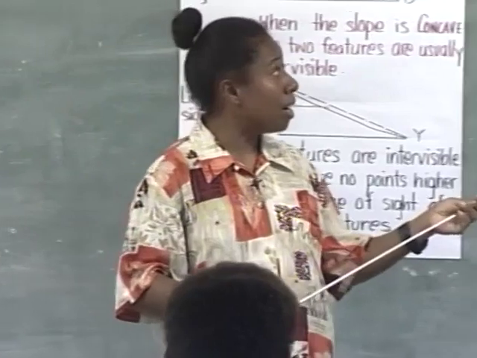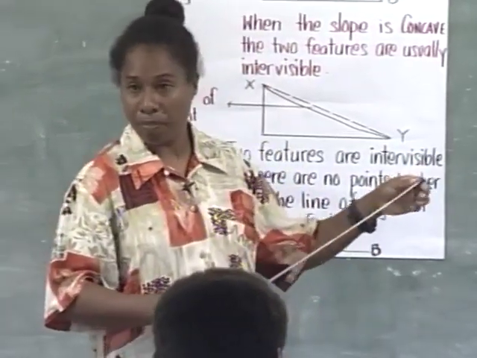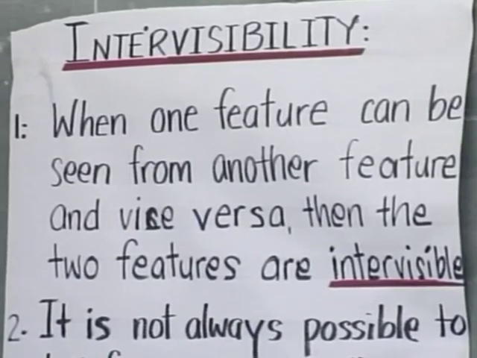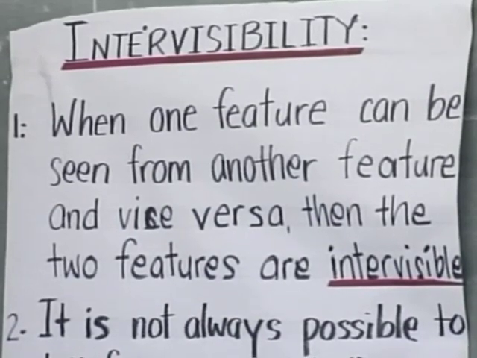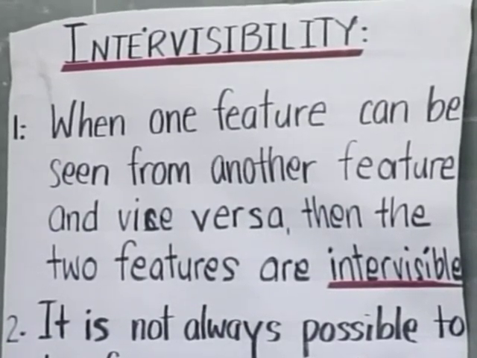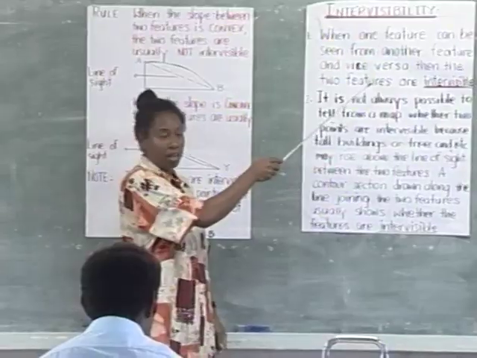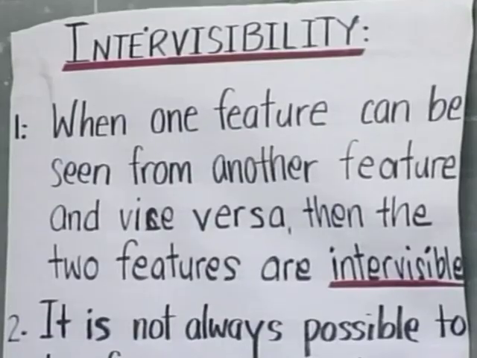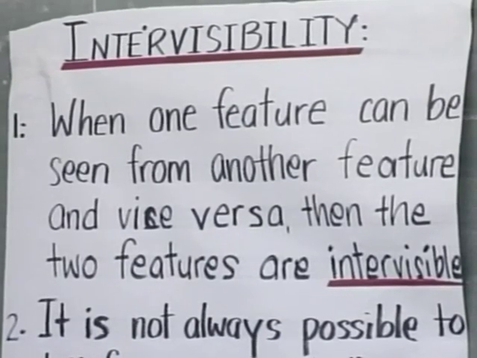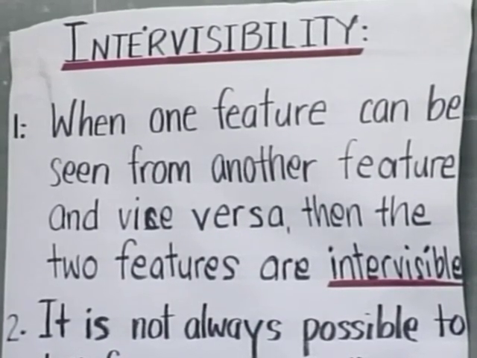And if we are talking about intervisibility, we come back to what we've looked at yesterday, and that is simply referring to when one feature can be seen from another feature or vice versa. And if the 2 features can be seen, then we can say that the 2 features are intervisible. If they cannot be seen, then we say the features are not intervisible.